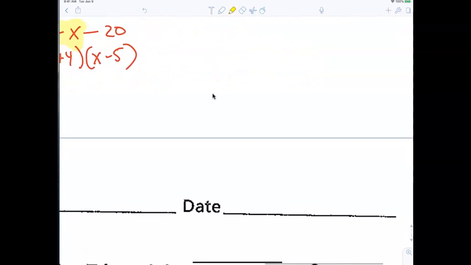All right, let me show you this one now. I'm going to try to make it a little bit harder. X squared plus 34x minus 72.